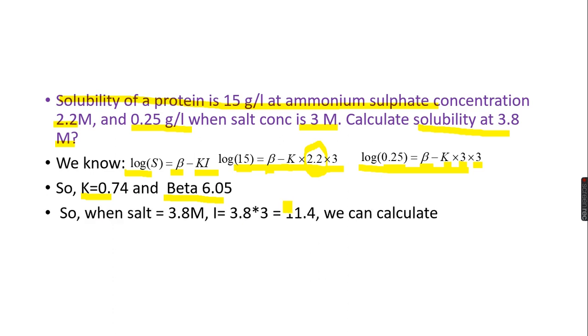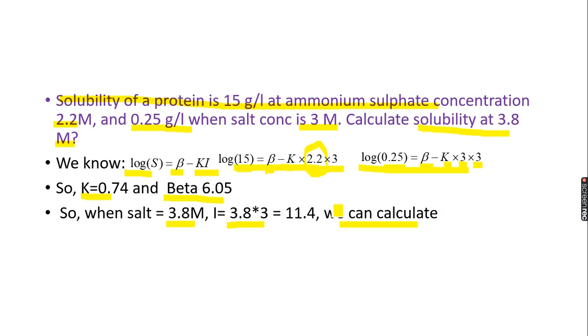And if we know beta and K, our question is what is the solubility at 3.8 molar. So 3.8 molar means ionic strength is 3.8 into 3, which is 11.4. So we can calculate the solubility. It is straightforward because beta is known, K is known, ionic strength is 11.4, so we can find out what log S is, and so solubility can be calculated. I'm just leaving it for you to solve. It is straightforward and simple.